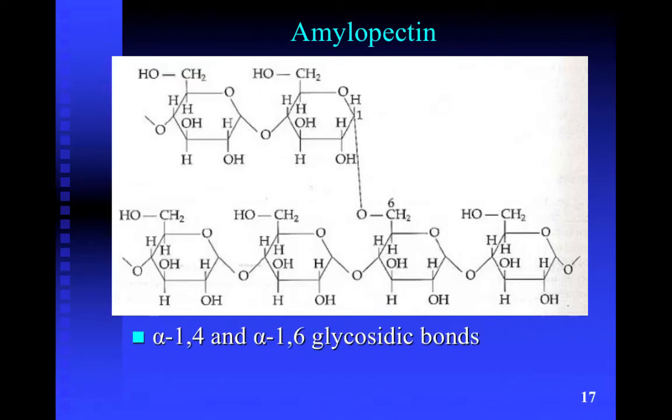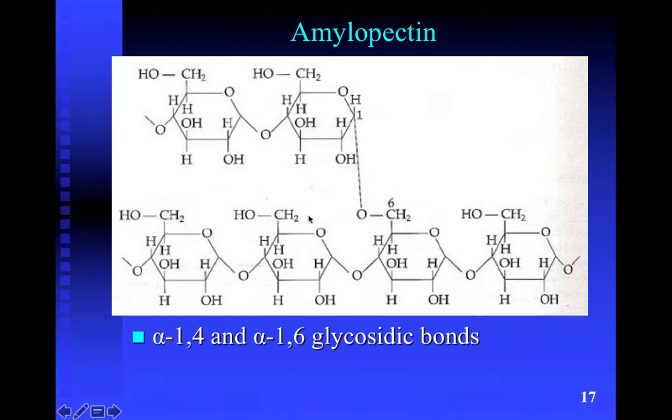Here's amylopectin. So these are both forms of starch. And in general, in plants, most of the starch is present as amylopectin. It tends to be about 80 to 85% of starch is composed of amylopectin. About the other 15 or 20% is amylose.